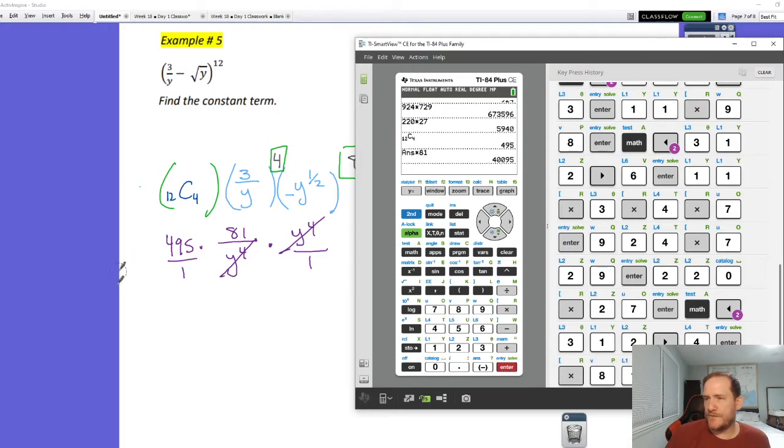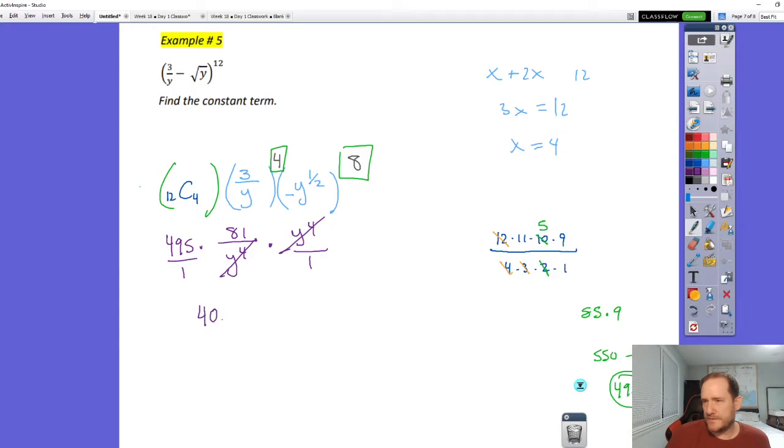So 40,095. That's both the coefficient only. It's also the term, right? The constant term is just the number. So we did that, and then we've got like one more.